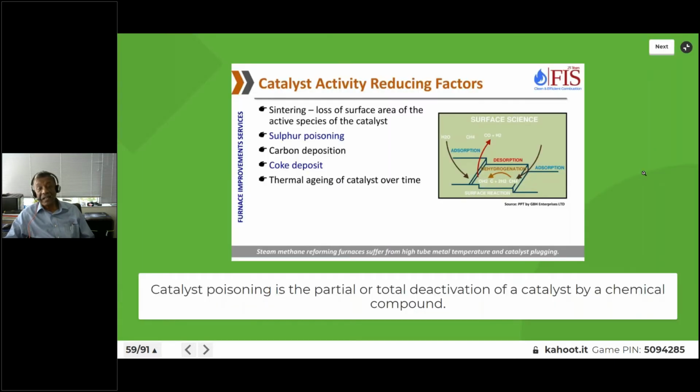One of the important things about catalyst is making sure that catalyst does not lose its activity. And there are several reasons which can happen. Some of them is sintering. Sintering is high temperature exposure. A lot of times because of high temperature, the catalyst gets sintered. Others are sulfur we talked about, carbon or coke depositions, and thermal aging. And all these things lead to a decrease in the activity of the catalyst, and you are forced to change the catalyst.